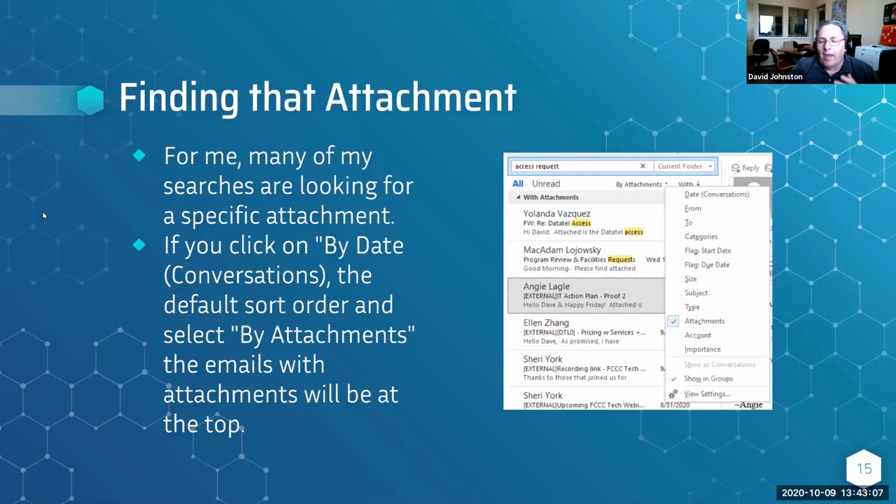So the finding-the-attachment tip is, like I said, when you're doing a search, just change from the default behavior, which is by date, to by attachments. What that will do is put all your attachments at the top. And so that's an easy way to find one of those attachments you're looking for.